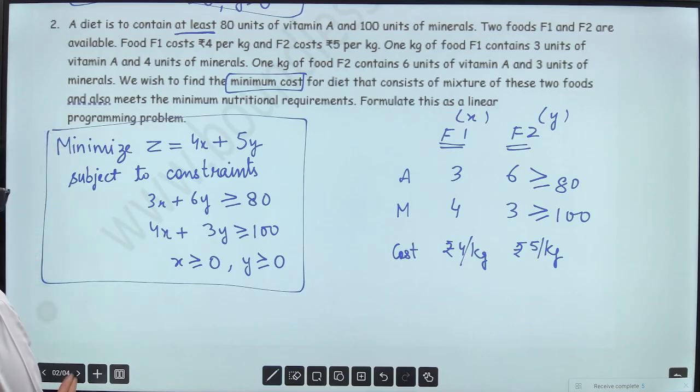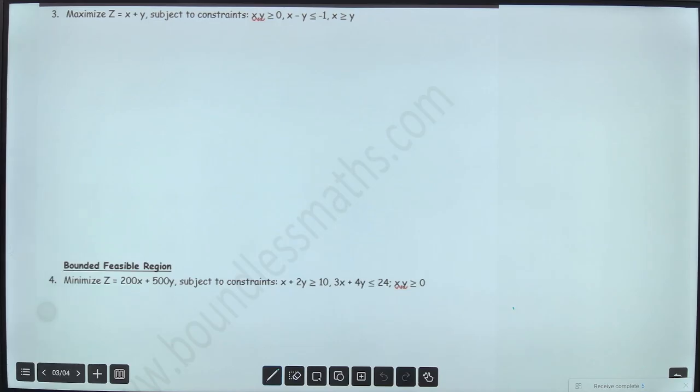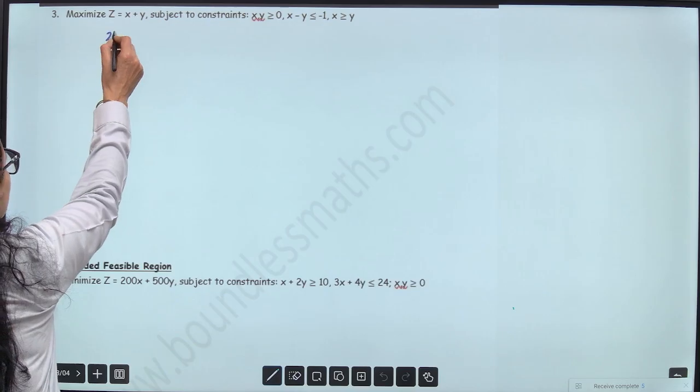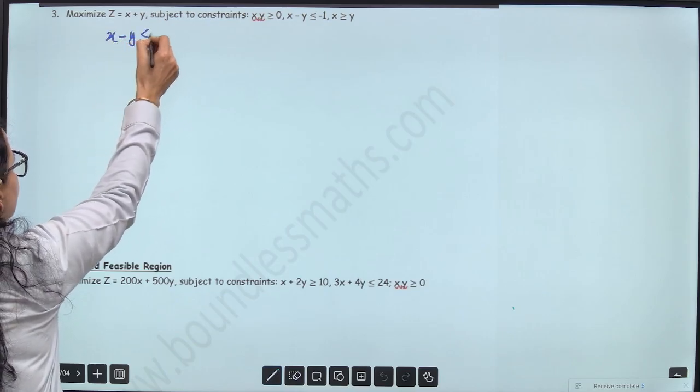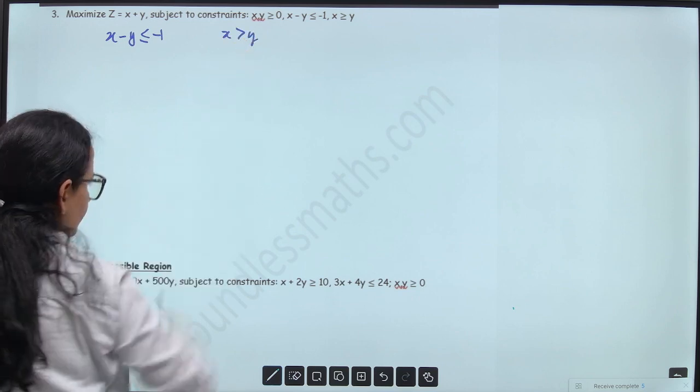Now let's look at how to solve an LPP once you have formulated it. So now this is an LPP where you need to maximize z equals x plus y subject to some constraints. The implicit constraints: x, y greater than equal to 0. The first constraint is x minus y less than equal to minus 1 and x is greater than y.